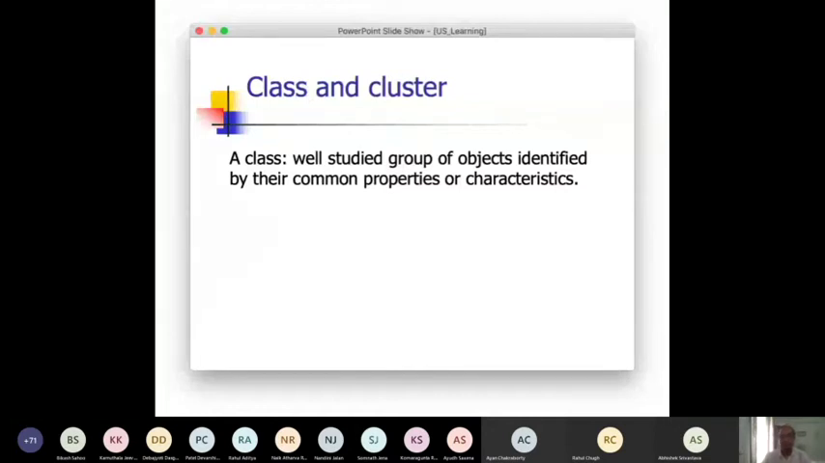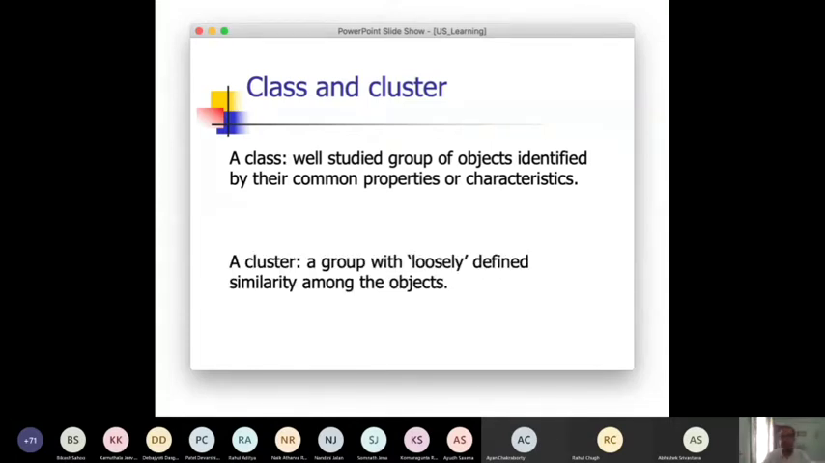Just to elaborate further on this concept, to distinguish class and cluster: a class is a well-studied group of objects identified by their common properties or characteristics, and that's how the mapping is very well established. Whereas a cluster is a group with closely defined similarity among the objects. In the unsupervised framework, the similarity definition is intuitive and depends upon how you are getting these groups. We usually consider that a cluster has the potential to form a class. Once you get a cluster, you closely examine it and see whether there is strong homogeneity among them, what the common characteristics are, and whether it is possible to call them a class.